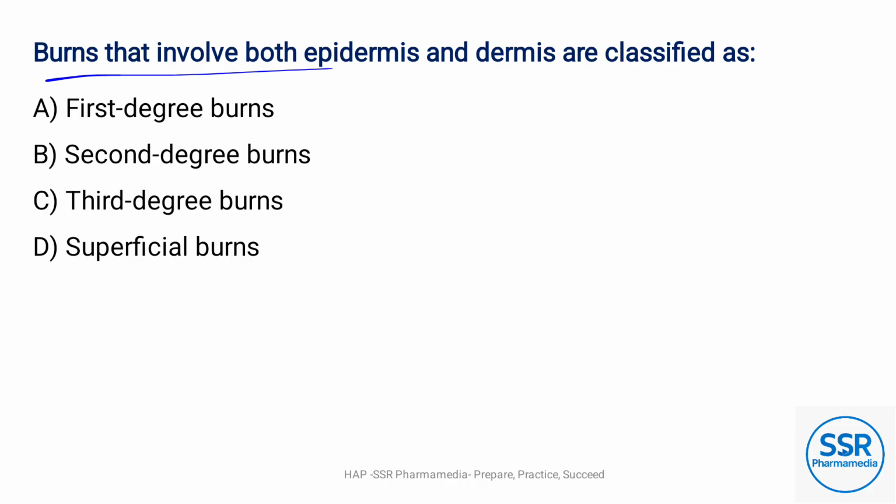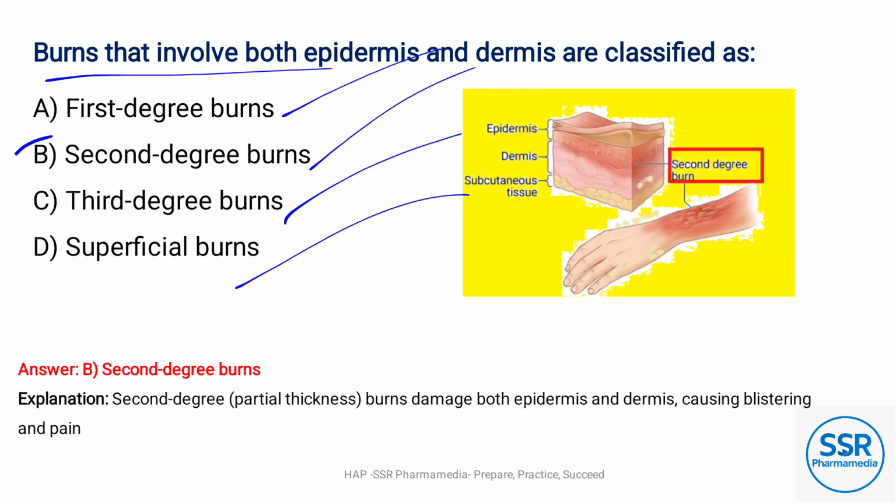Burns that involve both the epidermis and dermis are classified as: option A, first degree burns; option B, second degree burns; option C, third degree burns; option D, superficial burns. So the answer is option B, second degree burns. Second degree burns damage both the epidermis and dermis, causing blistering and pain.